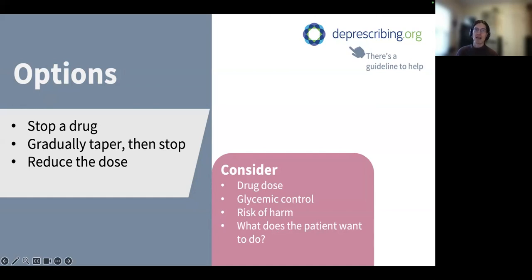And our group at deprescribing.org developed a guideline to give a little bit more consideration to some of the deprescribing issues here. So if you're interested, you can head to deprescribing.org to check out more details.